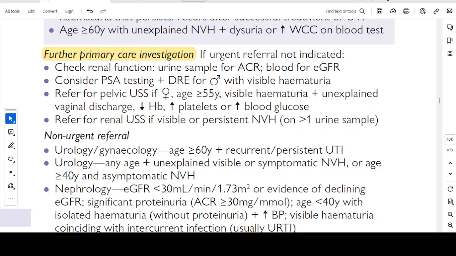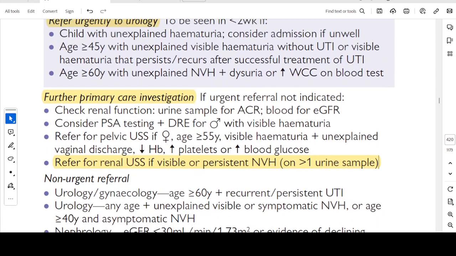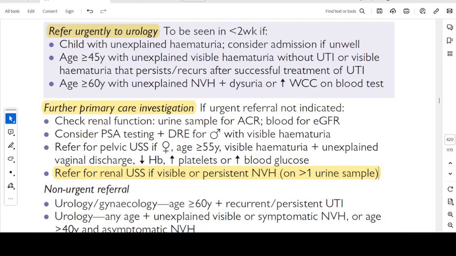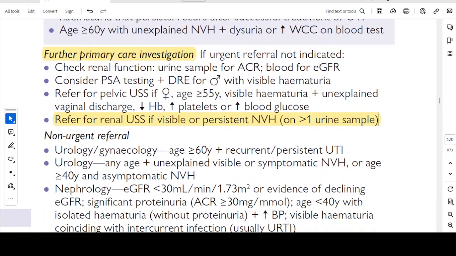Refer for pelvic ultrasound if female, age more than 55, with visible hematuria plus unexplained vaginal discharge, reduction in hemoglobin, increased platelets or increased blood glucose. Refer for renal ultrasound if visible hematuria or persistent non-visible hematuria on more than one urine sample. So you need to refer for an ultrasound if there is any visible hematuria that does not meet the high risk criteria for urgent referral. Non-urgent referrals.